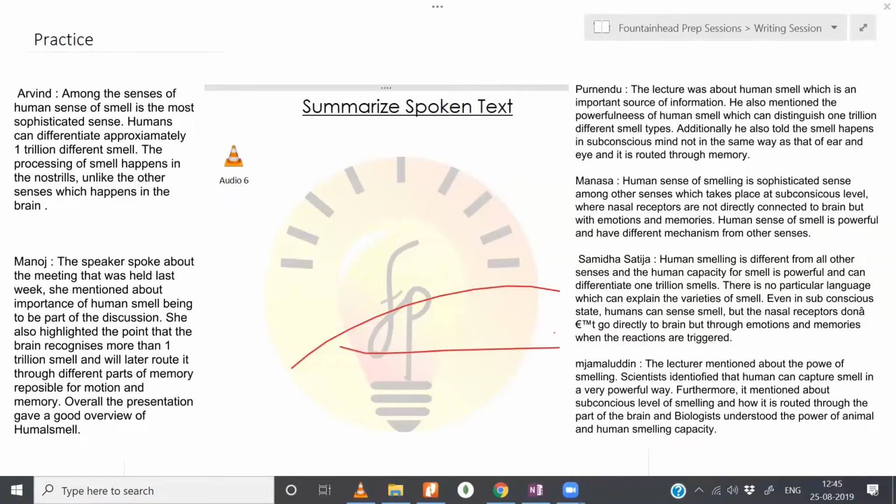So are you guys working on the summary, or should I show you the model straight away? I'm assuming that you guys are framing a summary, so I should give you some time. Is my assumption correct? Okay.